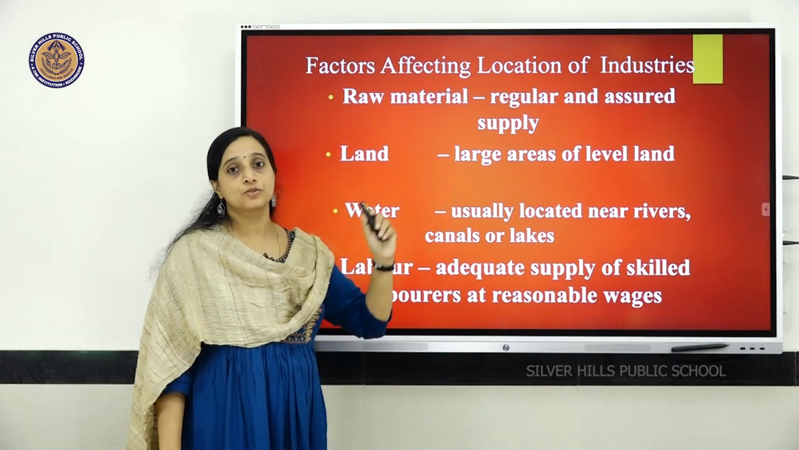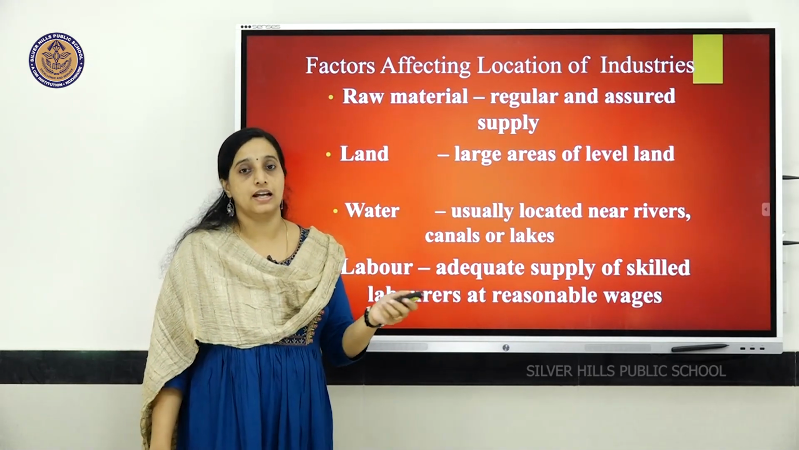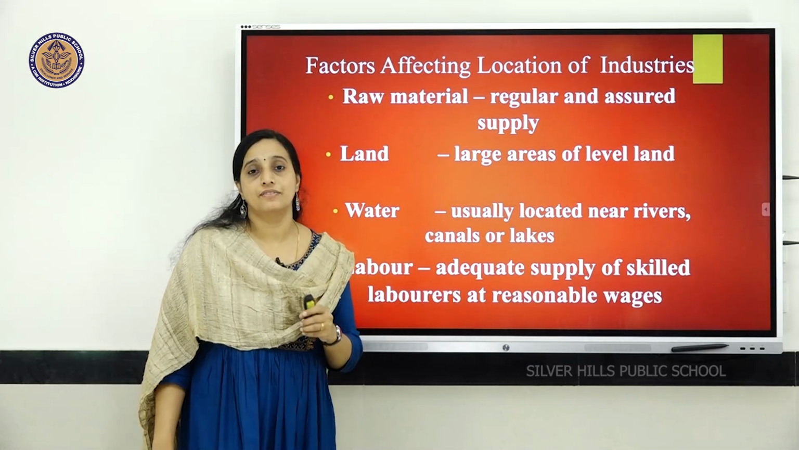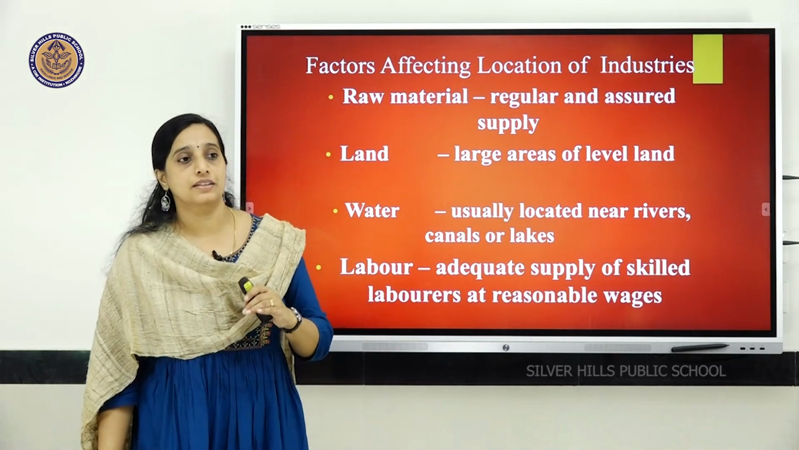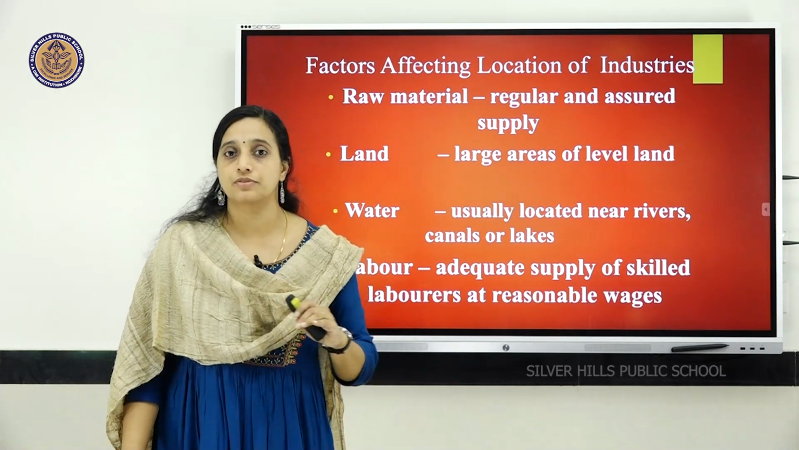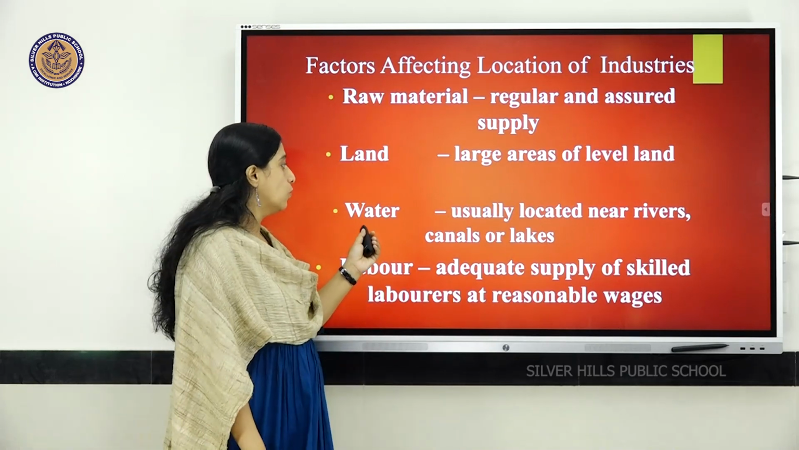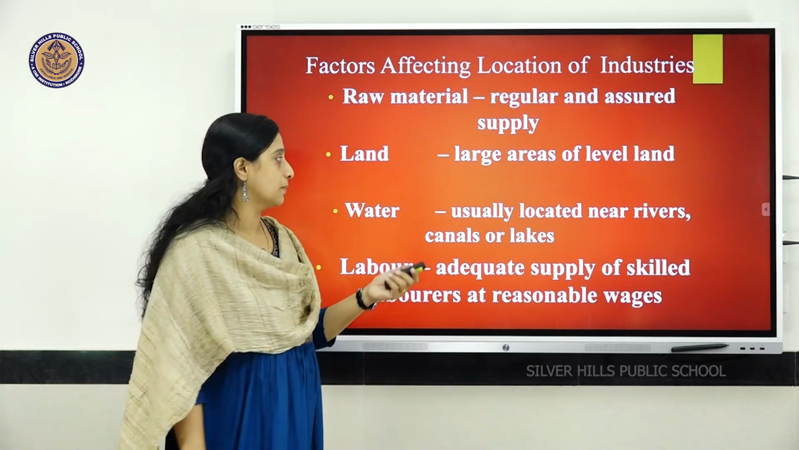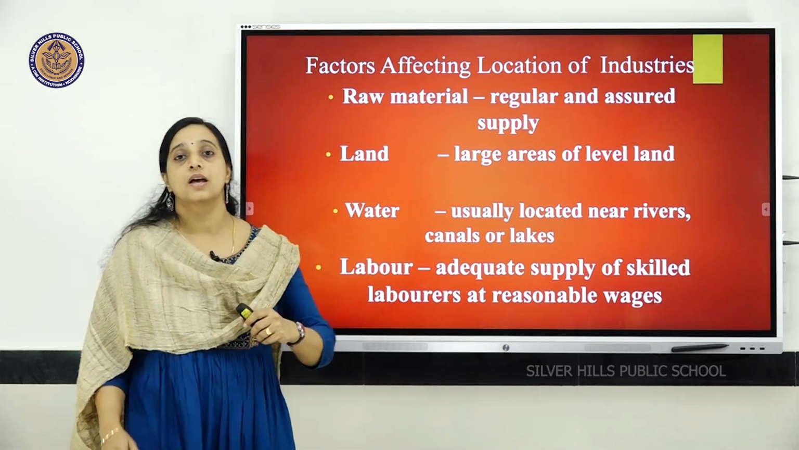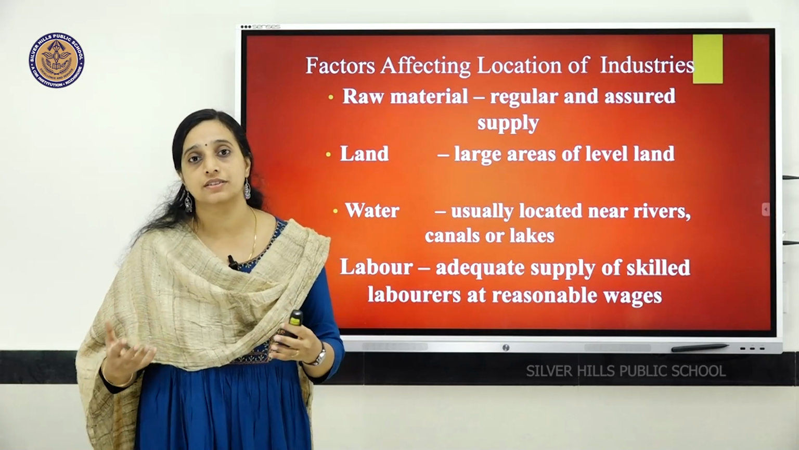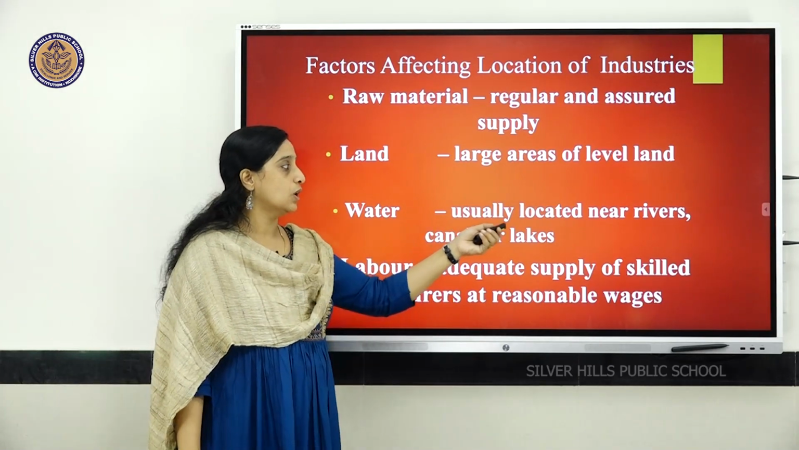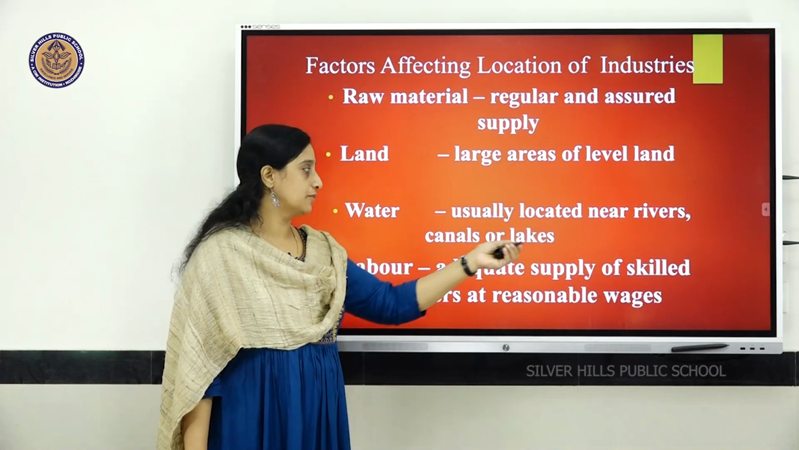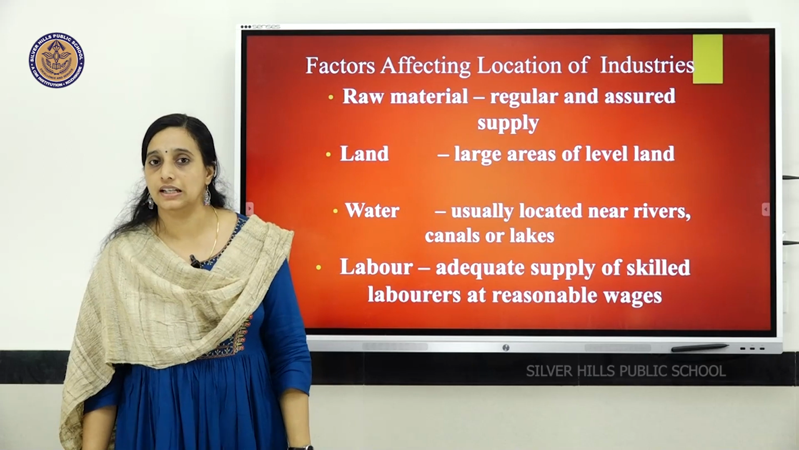Land: industry covers a large area, so we need a large area of level land, and the land should not be rough, it should be smooth. Water is a major source for the industry, because many industries depend on a large quantity of water. So industries are usually located near rivers, canals or lakes.